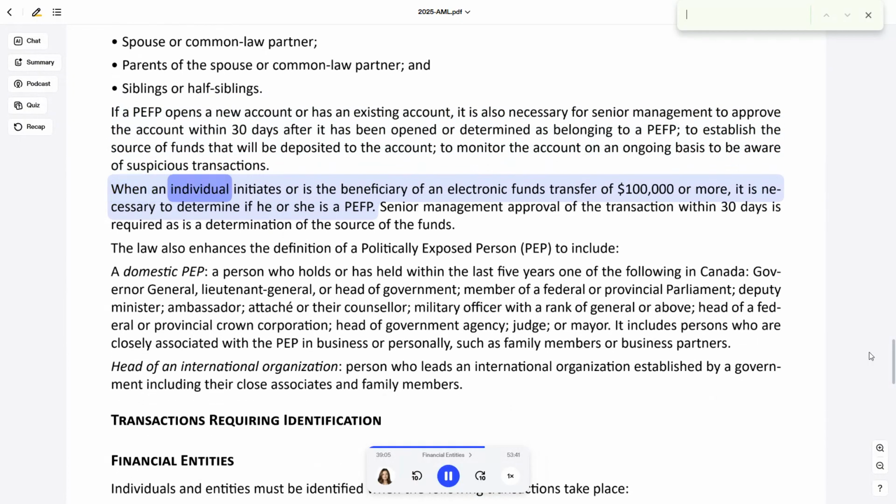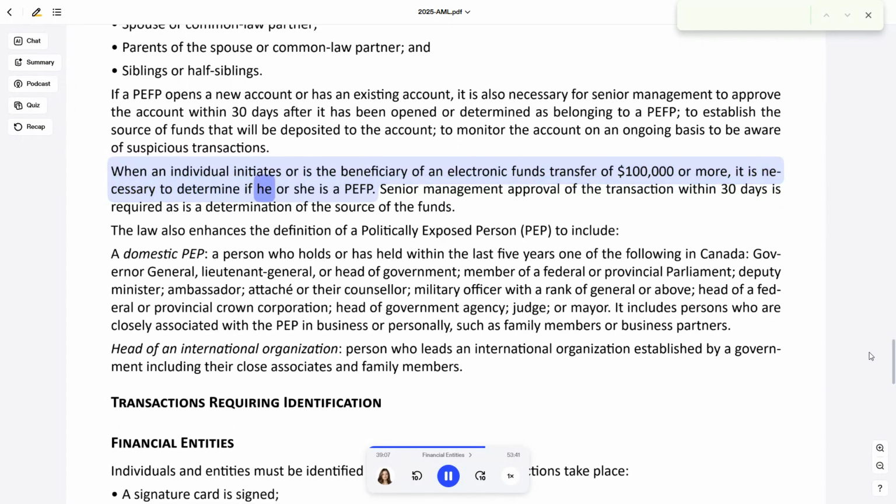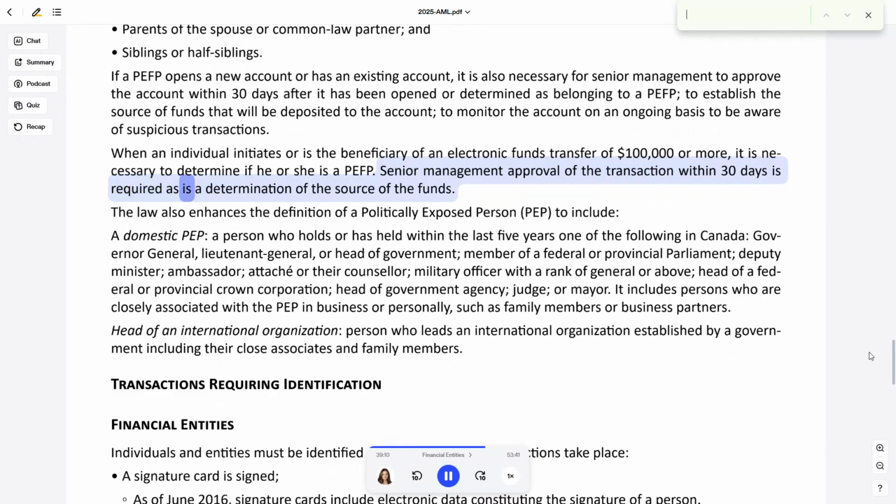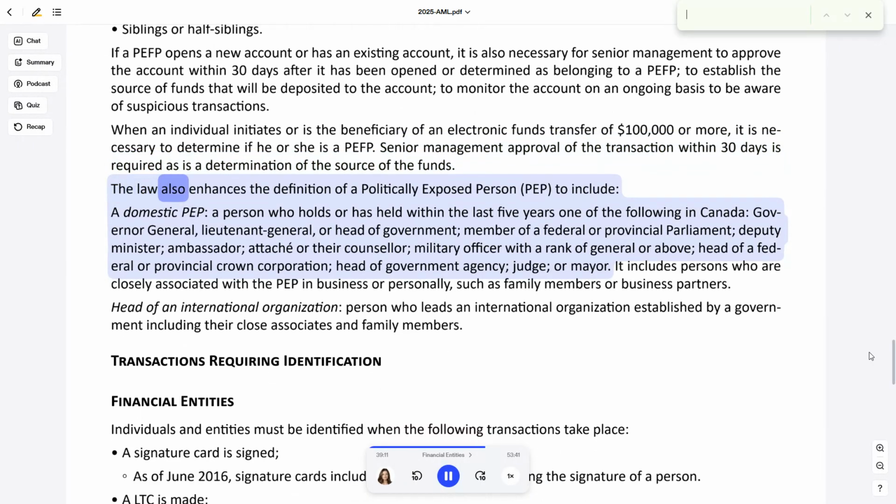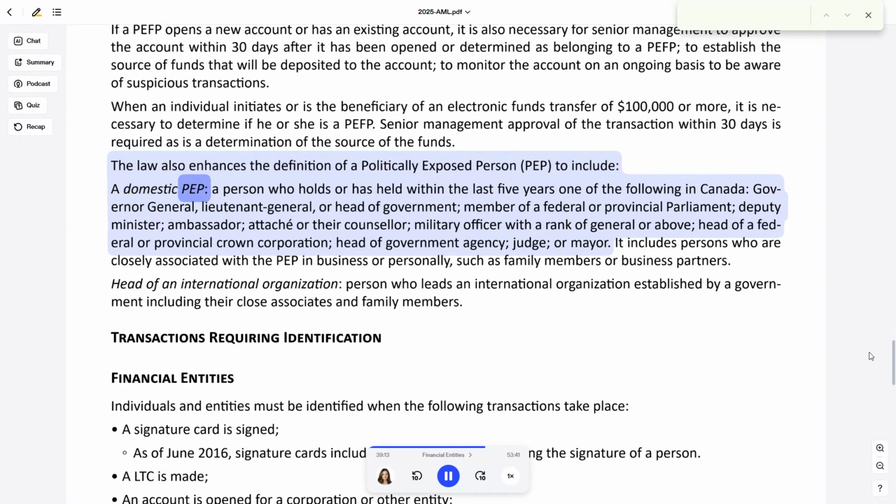When an individual initiates or is the beneficiary of an electronic funds transfer of $100,000 or more, it is necessary to determine if he or she is a PEFP. Senior management approval of the transaction within 30 days is required, as is a determination of the source of the funds.